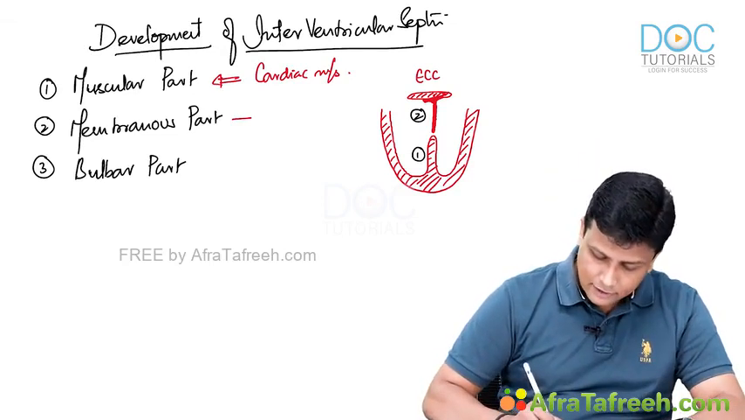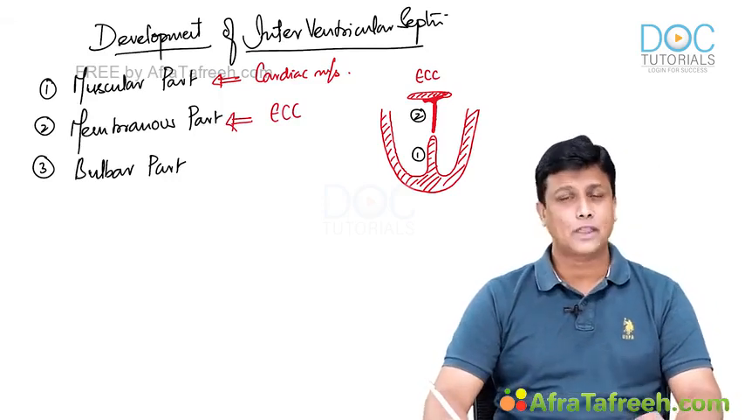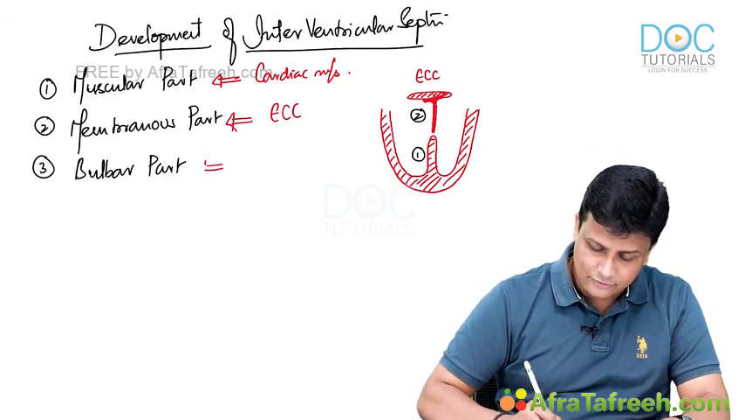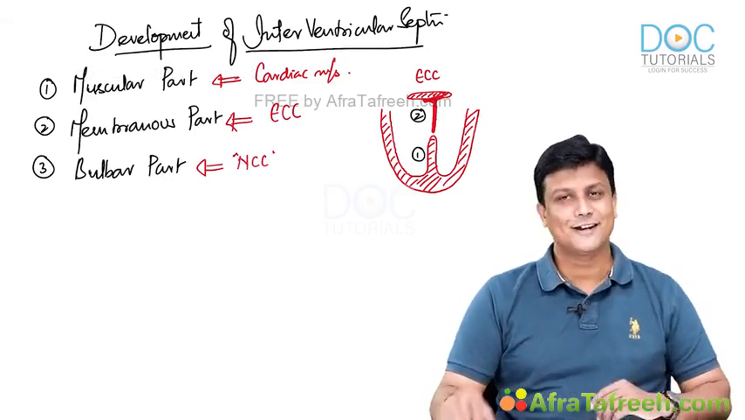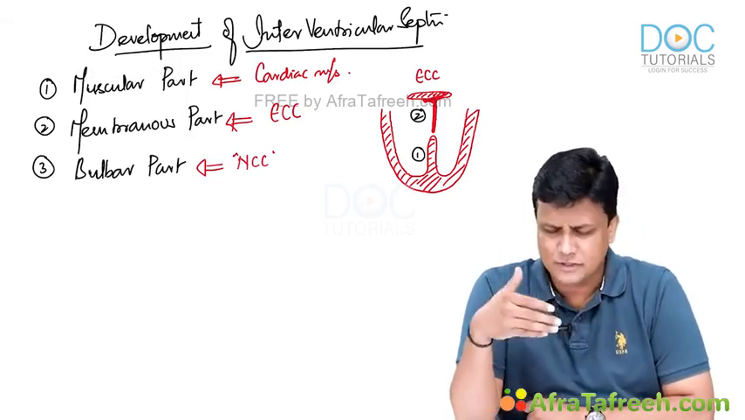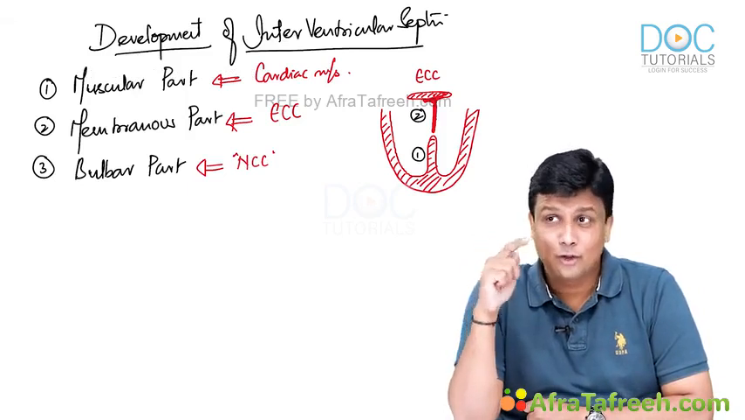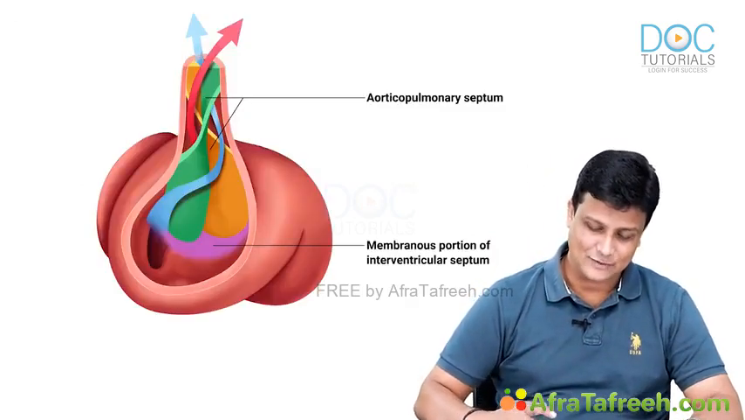The membranous part of the interventricular septum is derived from endocardial cushion. Now what about the bulbar part? Bulbar part is actually derived from, again, the neural crest cells. Neural crest cells are the ones which are going to form the bulbar part, which is present above that one. Now in our schematic diagram here, you are not able to appreciate that one. Let me show you an important diagram and one important conclusion as well.